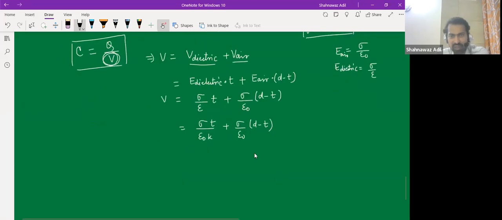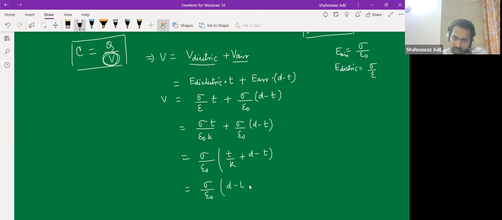So what is the common here? Sigma by epsilon naught is common, sir. Yeah, so taking it common, we have t by k plus d minus t. We can write it in the conventional manner: d minus t plus t by k. So this is the potential.